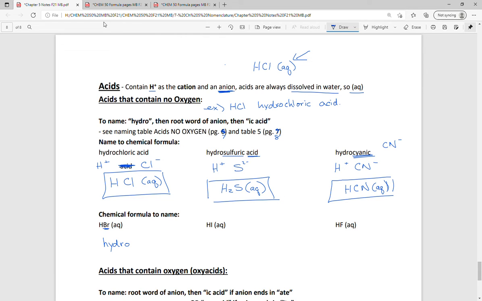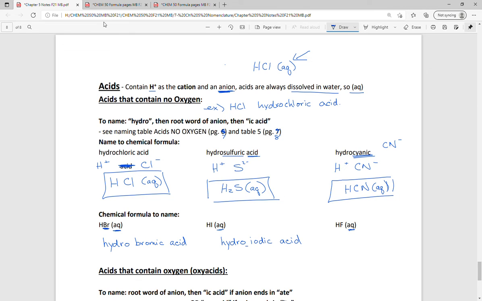And then it's the root word of your cation ending with ic, so bromic acid. Here you can see in the notes they're given as aqueous after, because that's important when we're talking about acids. So this one would be HI, it's very friendly, hydro. The I is iodine, so it becomes iodic acid.